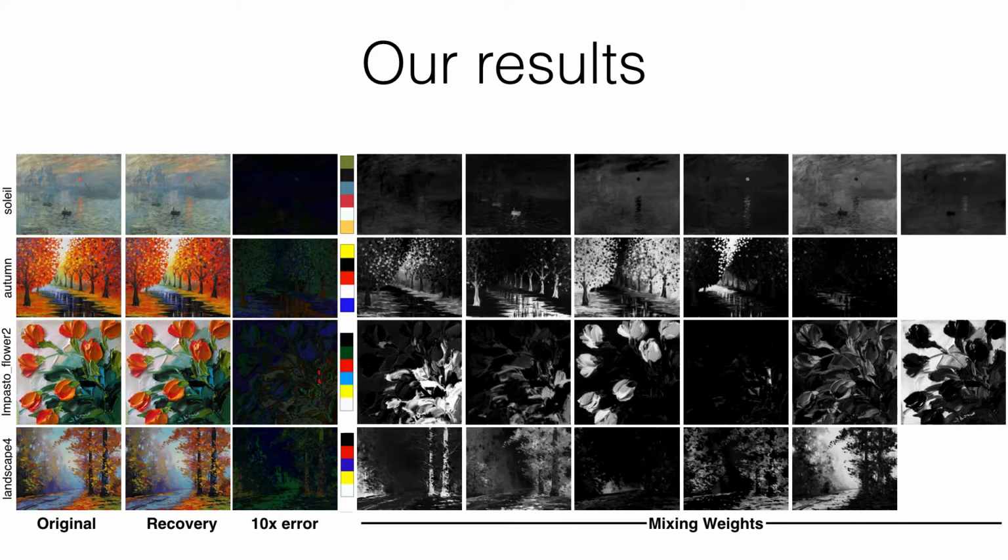Here are our results for multiple images. From left to right, there are the original image, the reconstruction image, and the error images that are already multiplied by a scale of 10, then the extracted pigment colors and their mixing weight maps. Because our pigments are multispectral, we show them as RGB colors rendered on a white canvas with unit thickness.